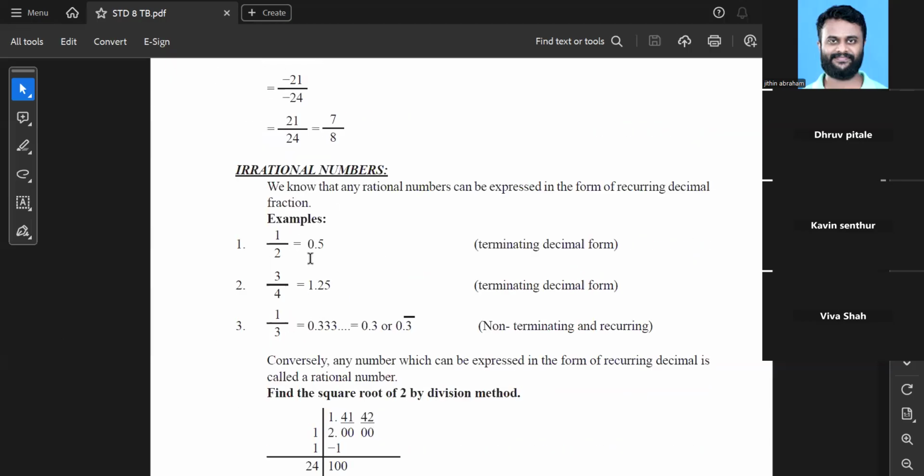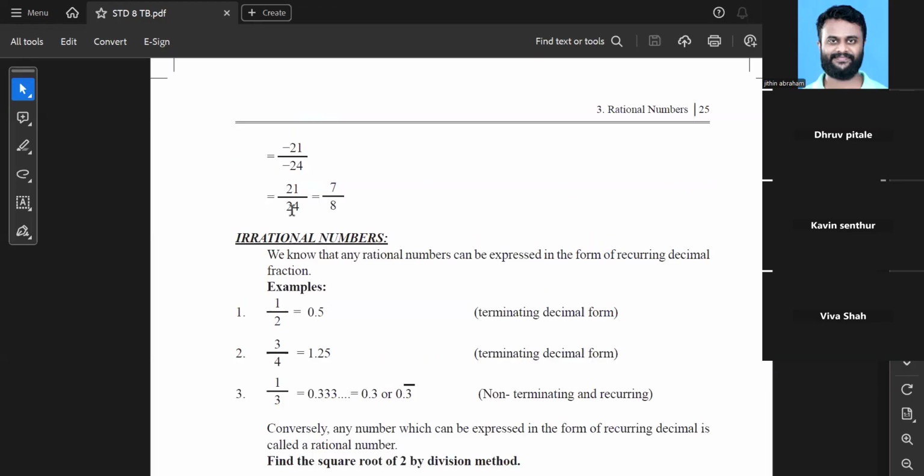Now, irrational numbers. Kavan, tell me, what's your doubt? Sir, I had a small doubt in this question, like 21 by 24, or 7 by 8, can't we multiply it by 8 so that we can get 56?